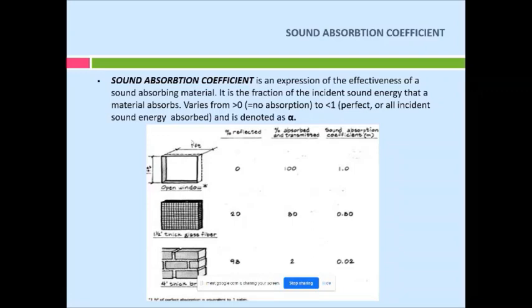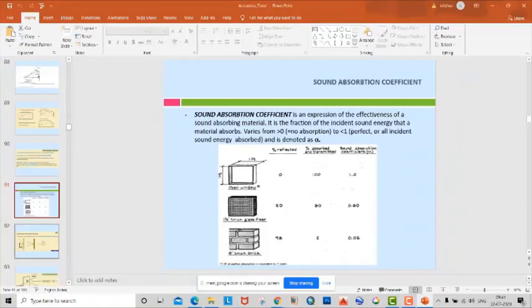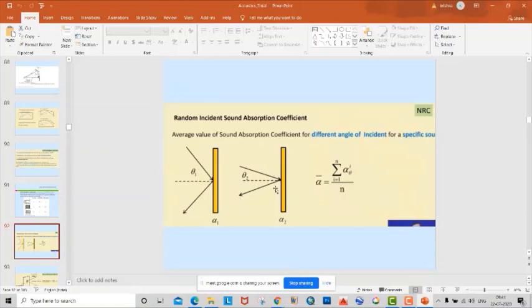Now we have a clear understanding of what the sound absorption coefficient is, mostly denoted by alpha, and the value varies from 0 to 1. If we are nearby 0, then very poor absorption. If we are getting a value nearby 1, then we can say that is a very good sound absorber. Now this is the average value of sound absorption coefficient, or normally we can say sound absorption coefficient.